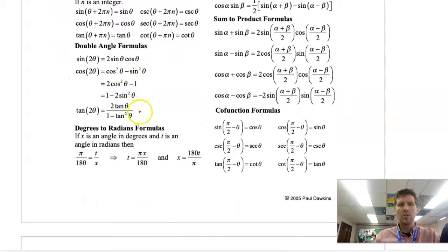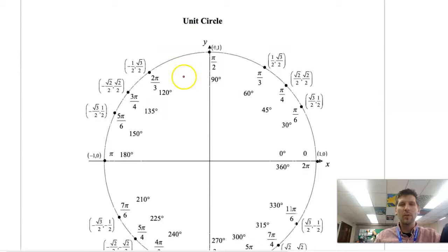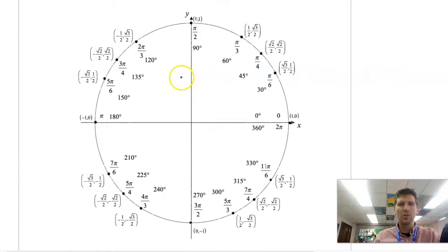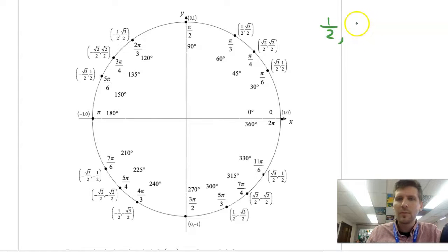We've also got these double angle formulas, the degrees to radian formula, and of course the unit circle. This is really what I find to be most helpful to just have an idea. And really, there are only 3 ratios you need to know. That's 1/2, root 3 over 2, and then root 2 over 2.